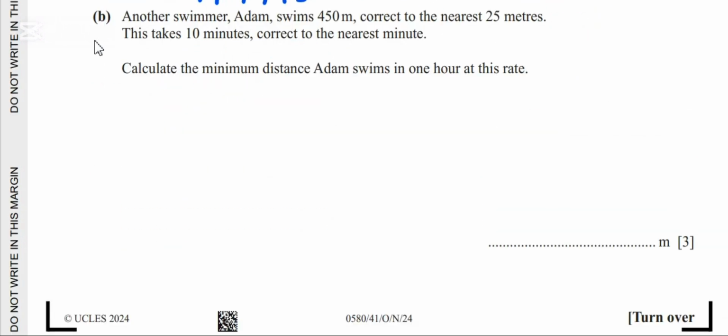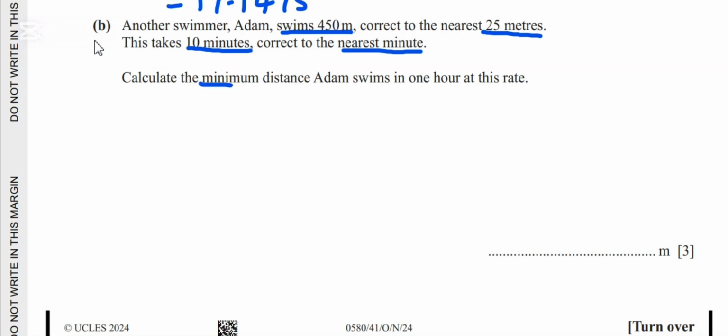But B says another swimmer, Adam, swims 450 meters, correct to the nearest 25 meters. This takes 10 minutes, correct to the nearest minute. All right, calculate the minimum distance Adam swims in 1 hour at this rate. Okay, so they want us to calculate the minimum distance that Adam swims in 1 hour considering this rate.